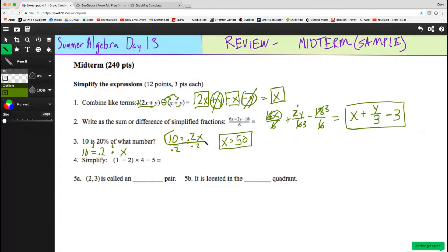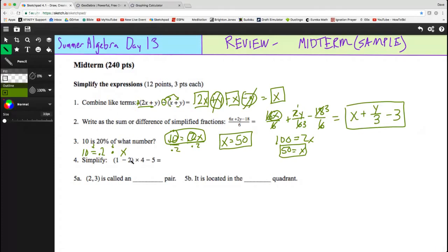There's a couple other ways to solve this. One thing you could do is multiply both sides by 10, and then you'd get 100 equals 2x. Multiply that by 10 and that by 10, and then you get x equals 50. A lot of ways to do this.